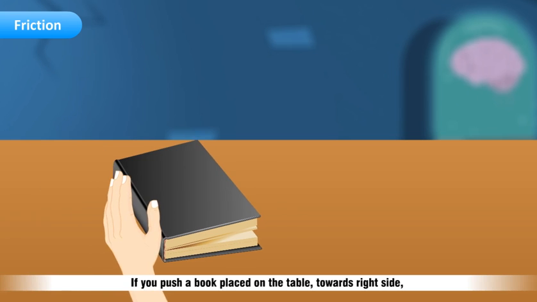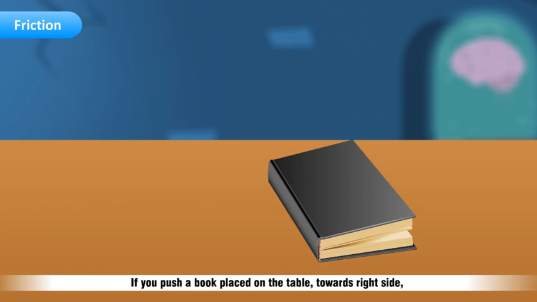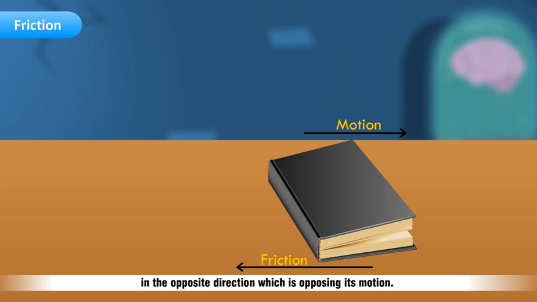If you push a book placed on the table towards the right side, it will move some distance towards the right and then stop on its own. It is because the force of friction is acting on it in the opposite direction, which is opposing its motion.